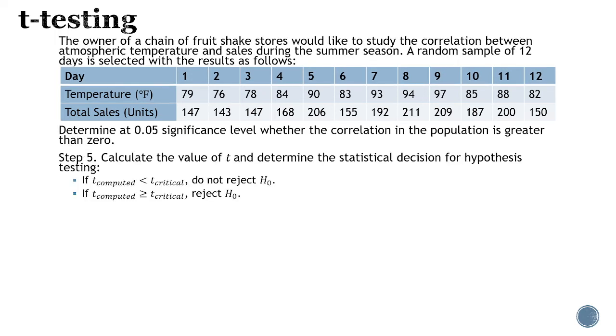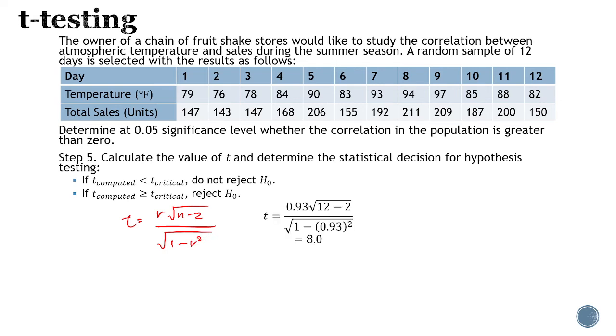So in here, we just need to calculate the value of t using our formula earlier, wherein t is equal to r times the square root of n minus 2 all over the square root of 1 minus r squared. So, yan yung compute natin. So, yan yung ating plug in. And upon computation, we will have there 8.0.